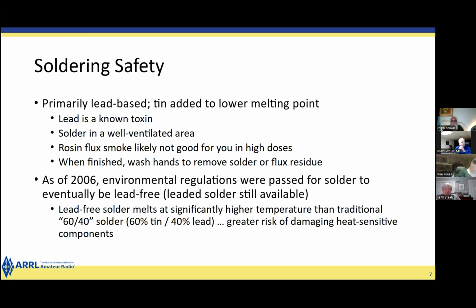Beginning in 2006, they've gone to solder that is more lead free. But it has its problems too, because it's got a higher melt temperature, so it risks damaging heat sensitive components. So it's a trade-off, but it's safer to use.